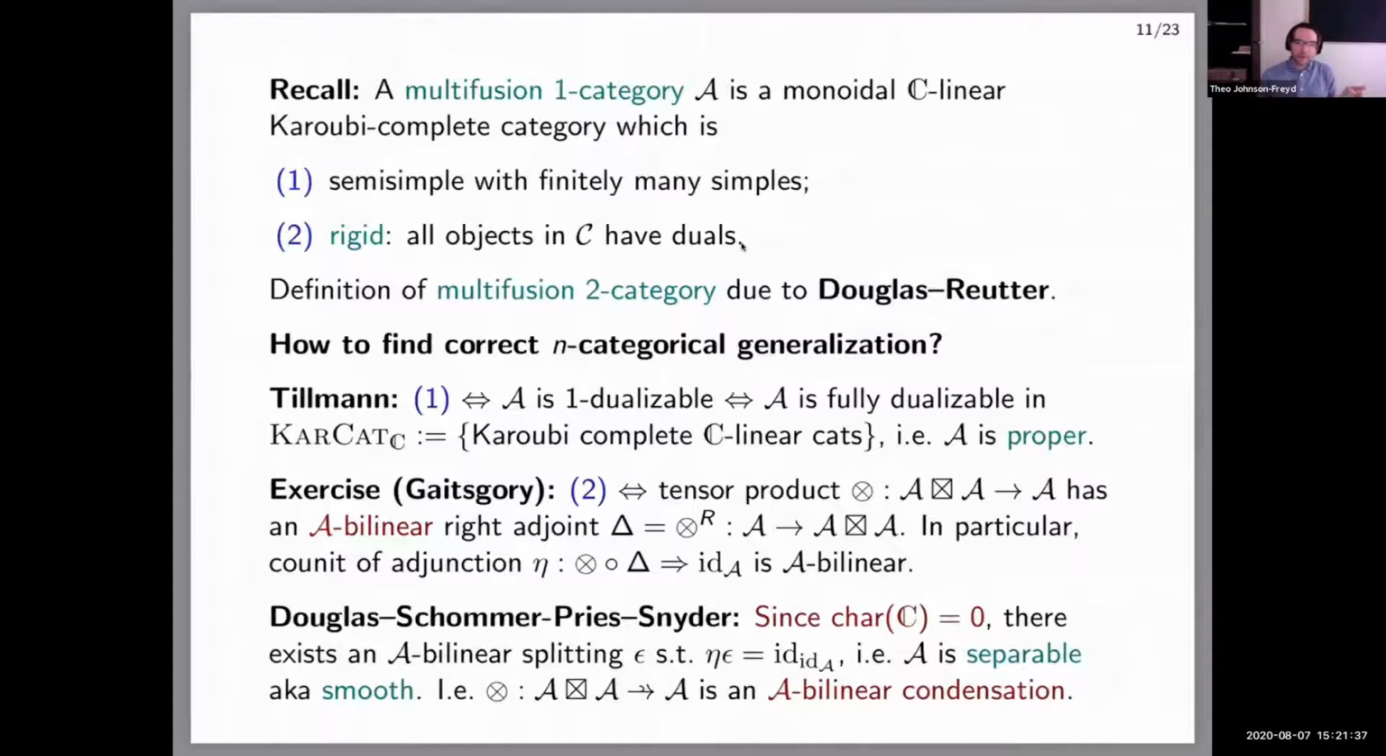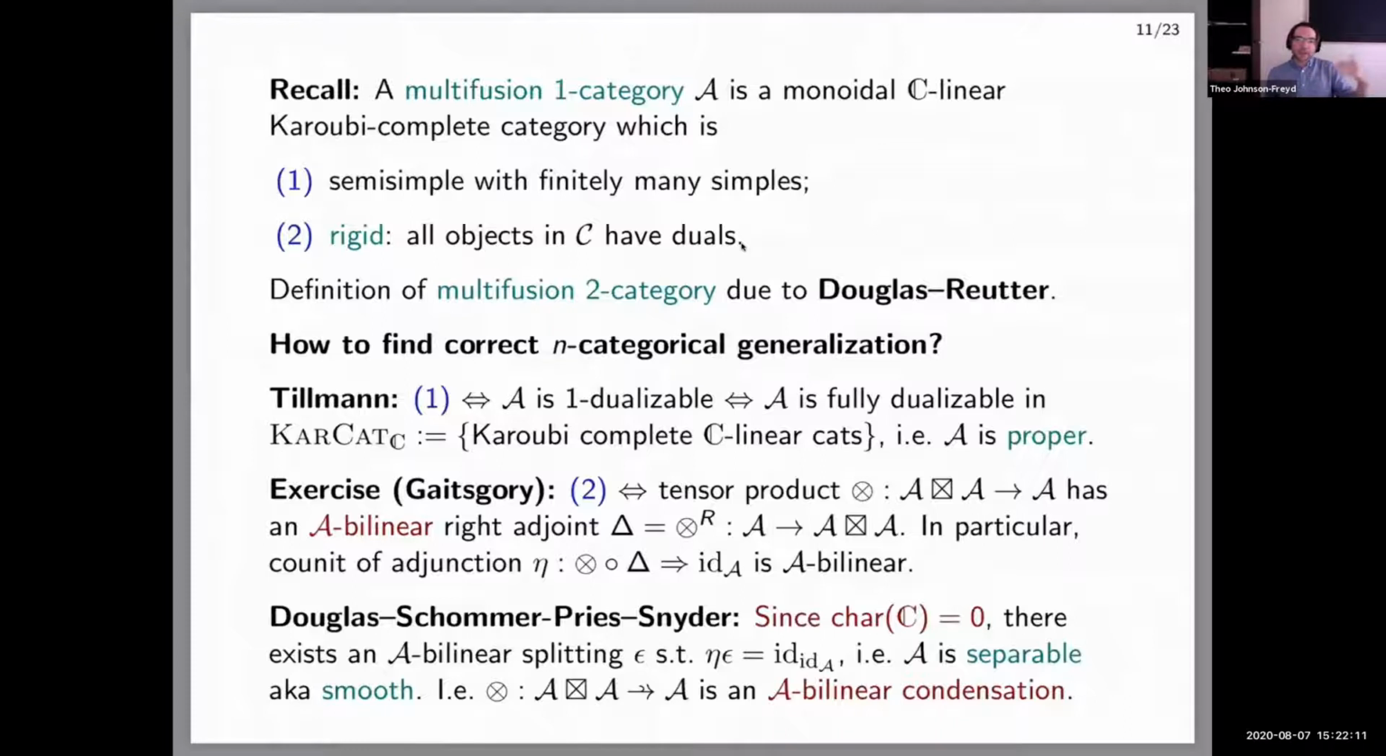This is a great exercise. I highly recommend it. I don't remember really where I learned it, but I think in the literature it's being attributed to notes of Gaitsgory. Maybe it's due to him. If you have a monoidal category, saying that every object has a dual is essentially the same, and there are some footnotes in what I'm saying, but it's basically the same for the categories I'm carrying, these semi-simple categories with finitely many simples.